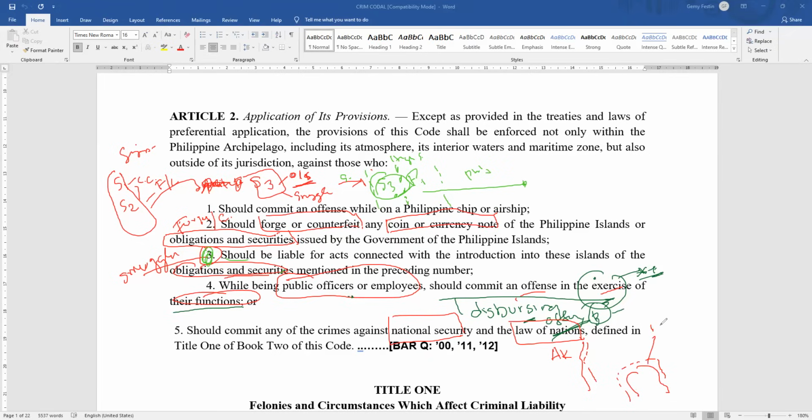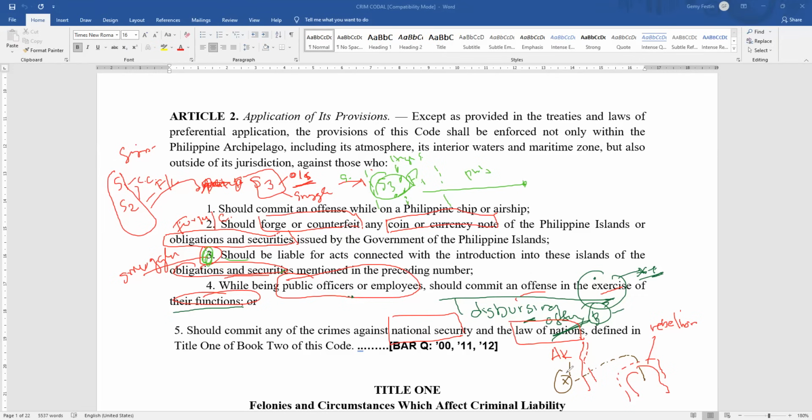Now, assuming that there is an ongoing rebellion in the Philippines. So here comes a sympathizer by the name of X. He purchased arms in Hong Kong, to be delivered in the Philippines to support what? To support the rebellion being committed in the Philippines.